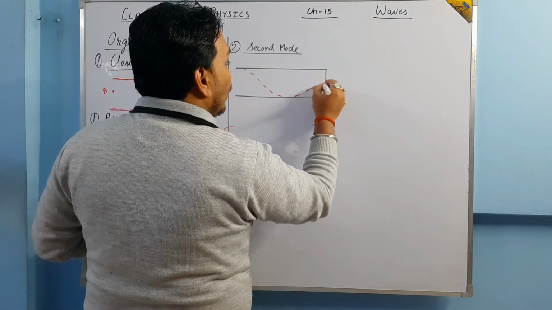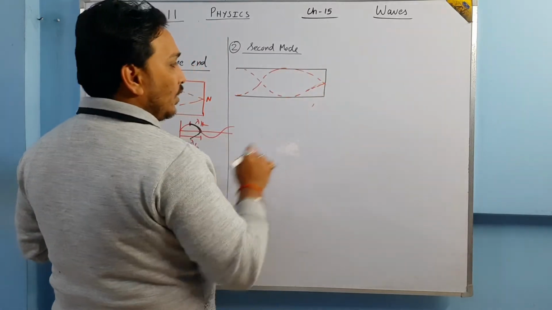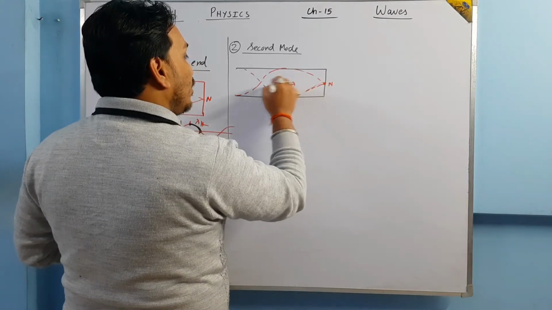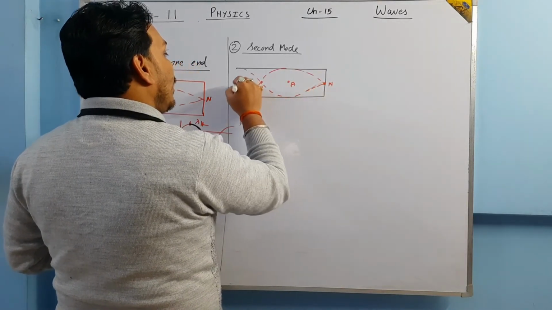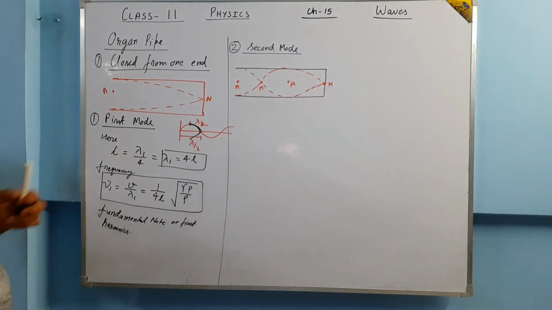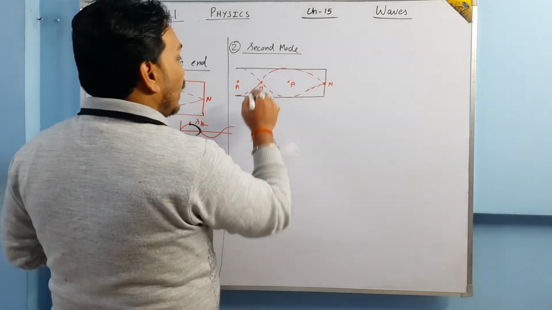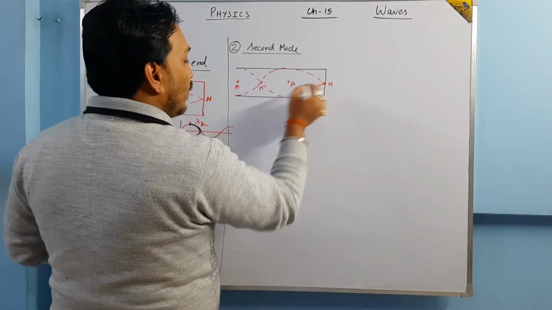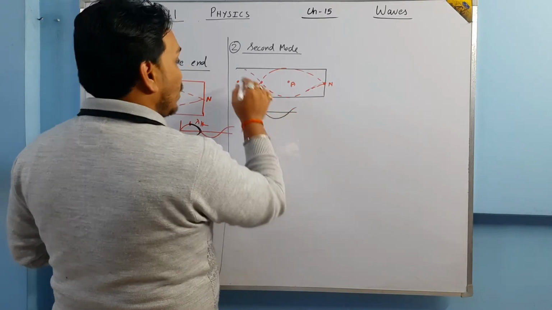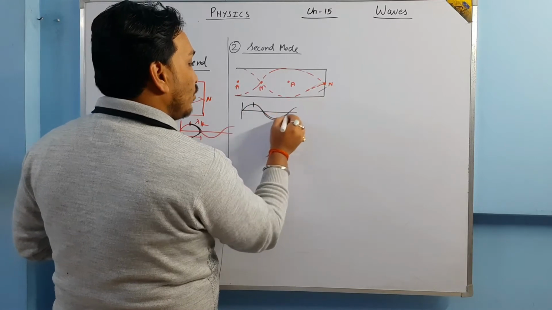It is going to be like this, in this manner. So here a node is formed, here an antinode is formed, here a node is formed, here an antinode is formed. Okay, so this is how the second mode of vibration is possible. Now just see, if you compare it, this is a half wavelength, like again you are comparing it with the wave. So this particular starts from this point to this point.